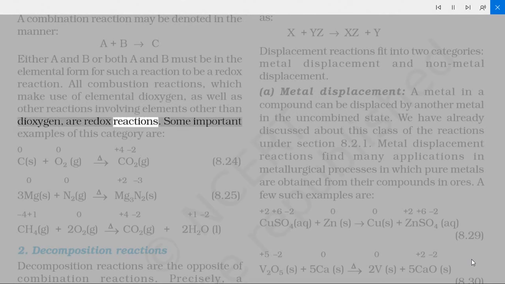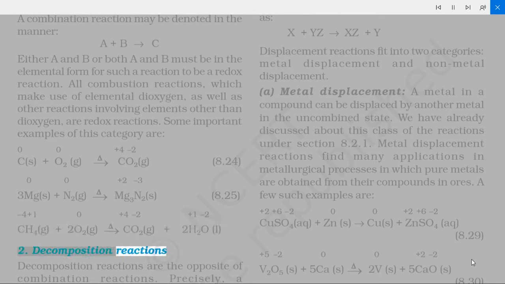Some important examples of this category are C(s) + O2(g) → CO2(g), 3Mg(s) + N2(g) → Mg3N2(s), and CH4(g) + 2O2(g) → CO2(g) + 2H2O(l).